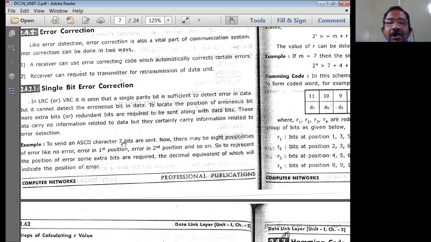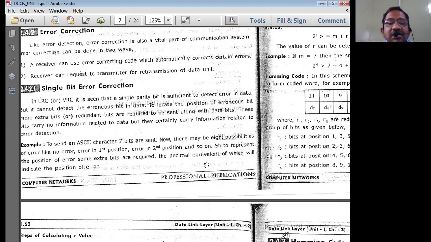So put together, there are going to be 8 possibilities of error: no error, error in the first position, error in the second position, and so on up to error in the 7th position. So 7 error bit positions along with no error, put together, make 8 error possibilities. To represent the position of error, some extra bits are required. This is what we mean by redundancy. The decimal equivalent of these bits will indicate the position of the error.